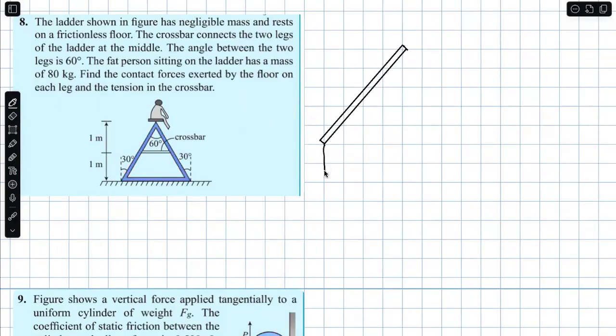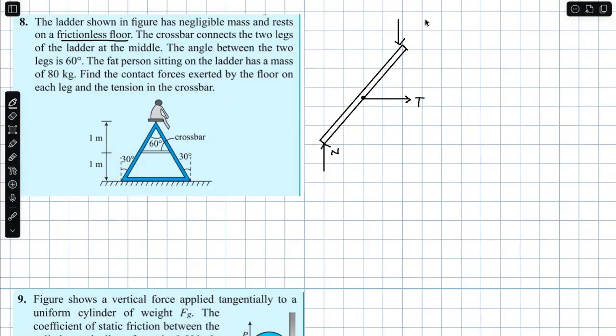Now you have normal reaction like this. What about the floor here? Frictionless floor. No friction here. Center tension. There is no mass for the ladder. At the hinge, you may have two forces at each rod.